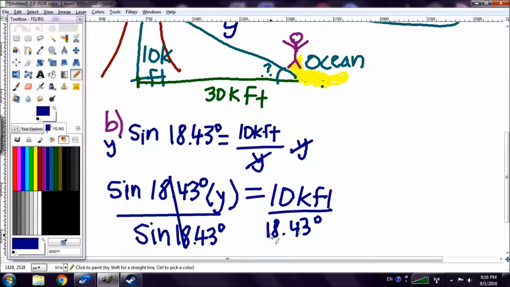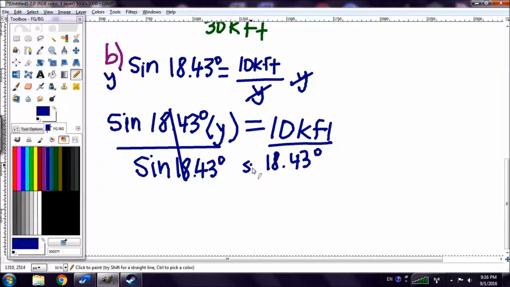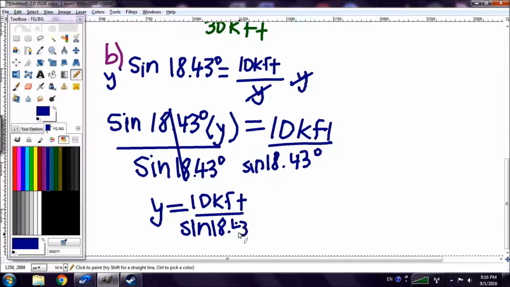These will cancel out, and I forgot to write sine here, you would end up with y equals 10,000 feet divided by sine of 18.43 degrees, which equals 31,622.78 feet.